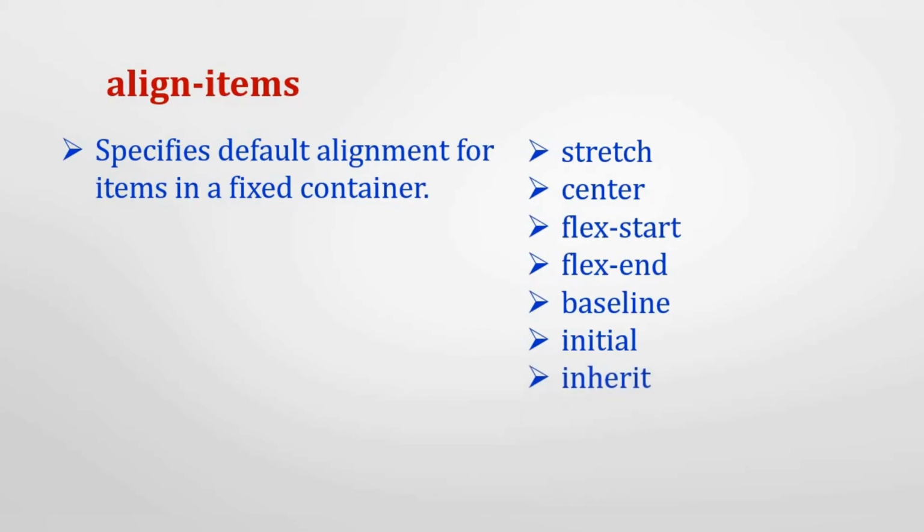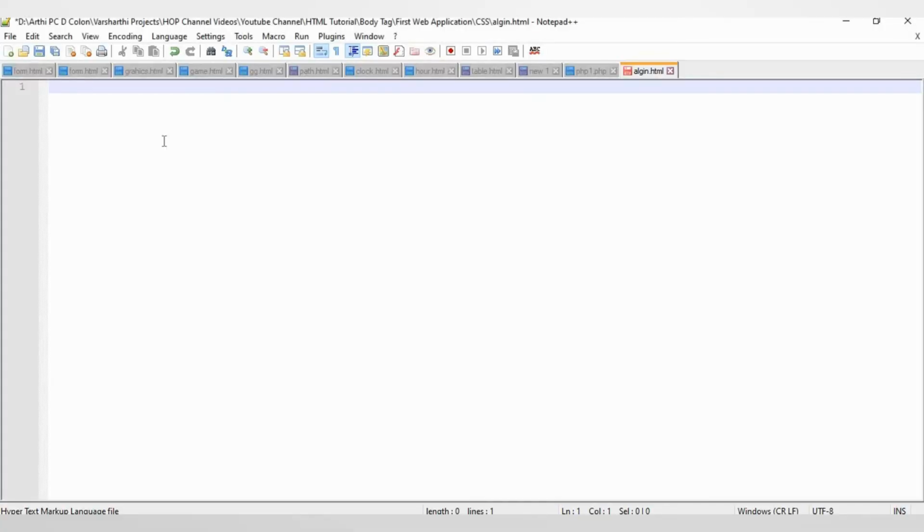So these are all the values that can be taken by align items, right? I hope you're clear with the properties, align items and align content, right? So now we can get into the demonstration of these two properties, right? So create a new HTML document and we can create one div, and for that particular div we can apply the align content property as well as the align items property, right?